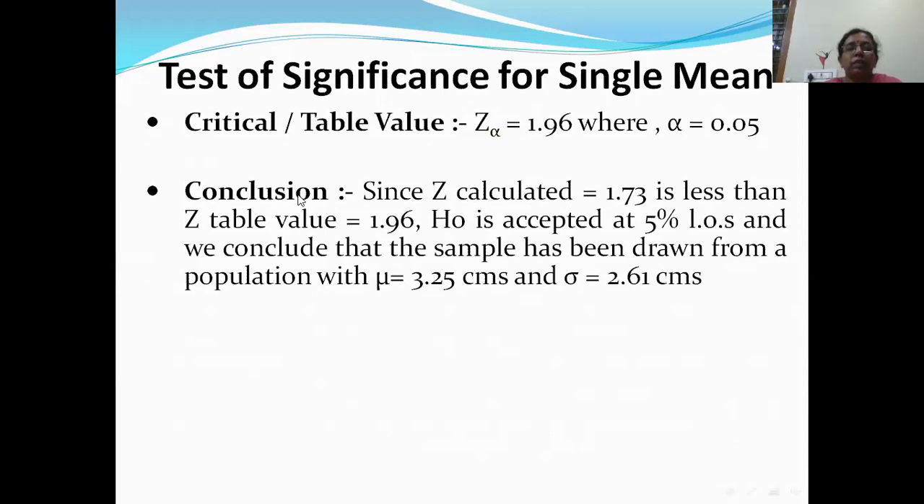That is what I have written here. Conclusion: since Z calculated equal to 1.73 is less than Z table value equal to 1.96, H0 is accepted at 5% level of significance, and we conclude that the sample has been drawn from a population with mean mu equal to 3.25 centimeters and sigma equal to 2.61 centimeters.